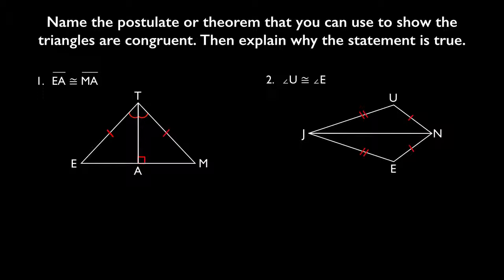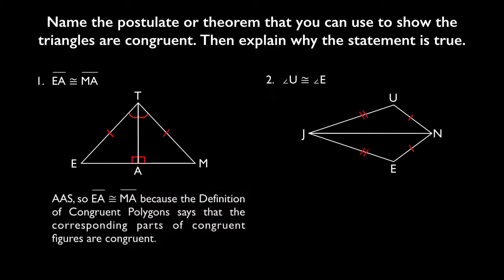That means that we can use the linear pair to show that angle TAE is also a right angle. And of course, the right angle congruency theorem says that those angles are congruent, so the triangles are congruent by angle-angle-side. The segments then are congruent because the definition of congruent polygons says that the corresponding parts of congruent polygons are congruent. To get the pattern here, prove the triangles are congruent, then say that the parts are congruent because of the definition of congruent polygons.